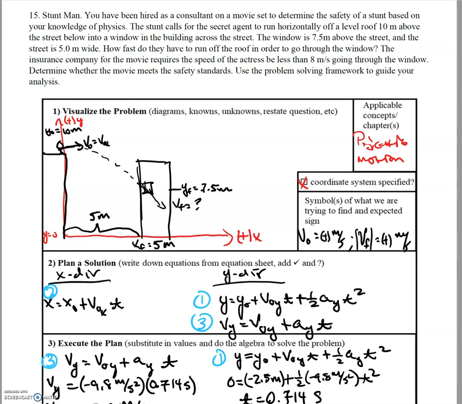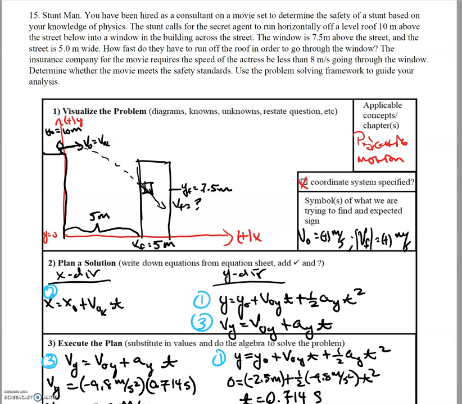How fast do they have to run off the roof in order to get through the window? The insurance company for the movie requires the speed of the actress be less than 8 meters per second going through the window for safety reasons. Determine whether the movie meets the safety standards. Use your problem-solving framework to guide your analysis.